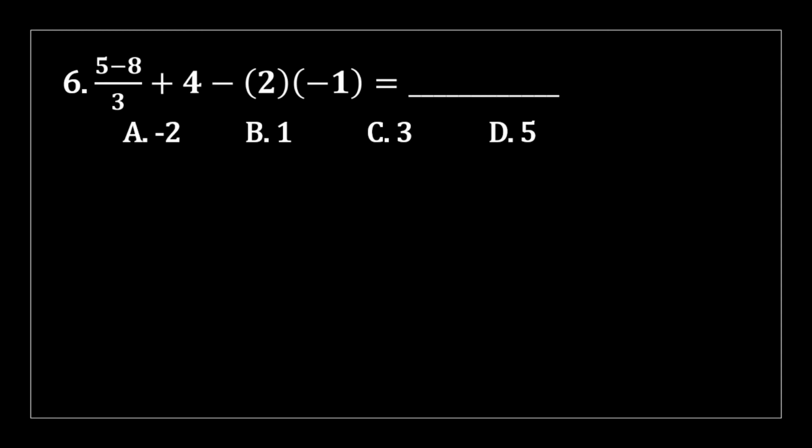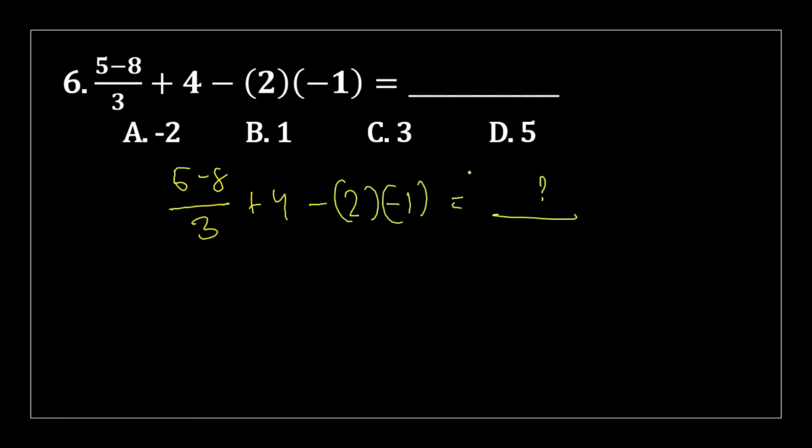Number 6. On number 6, the question just wants us to evaluate this. So let's try to solve it. We have 5 minus 8 over 3 plus 4 minus 2 multiplied by negative 1. Let's solve this first, because this is a multiplication. And you can also solve this as well.